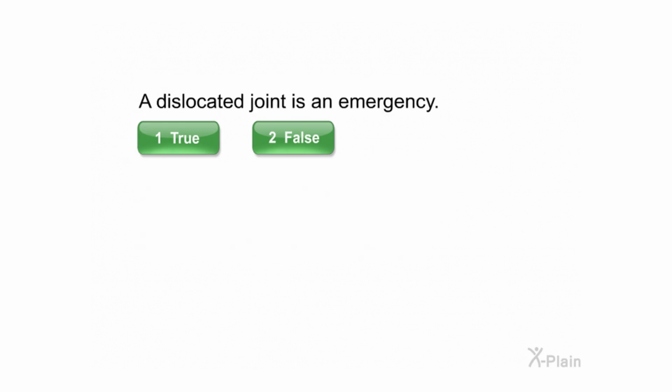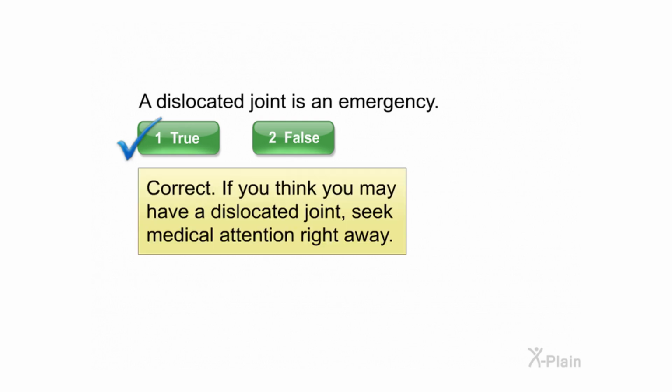A dislocated joint is an emergency. Select true or false. Correct. If you think you may have a dislocated joint, seek medical attention right away.